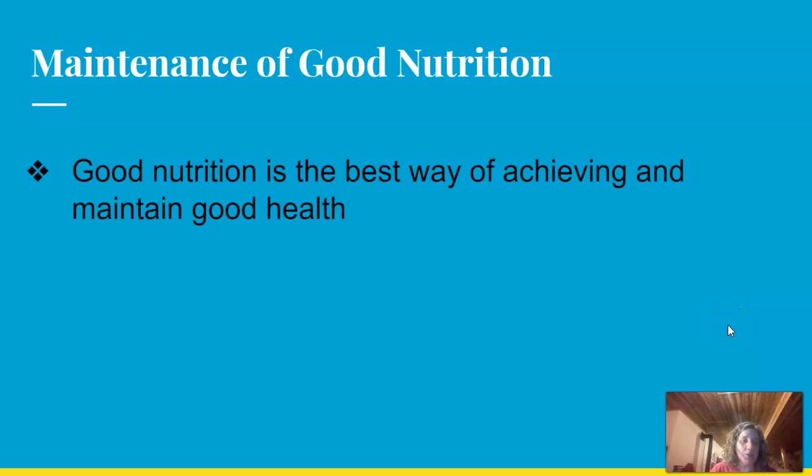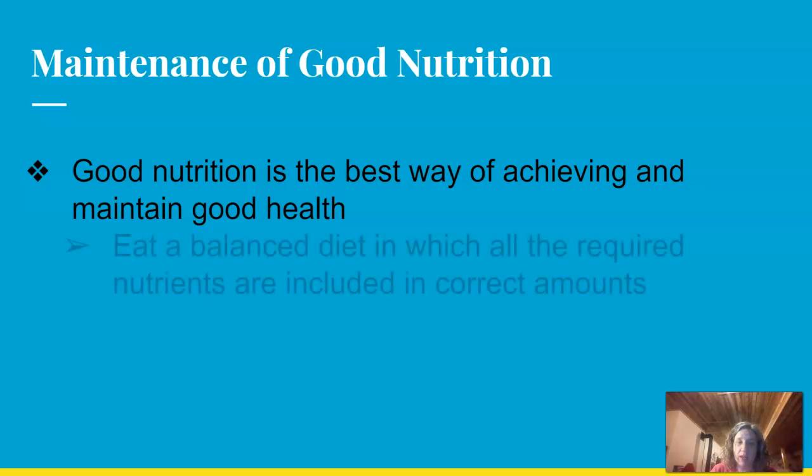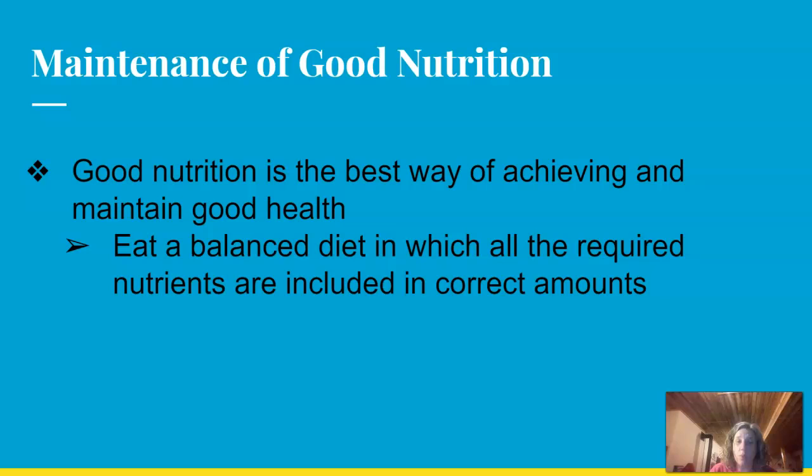So, maintenance of good nutrition. Good nutrition is the best way of achieving and maintaining good health. You should eat a well-balanced diet in which all the required nutrients are included in the correct amounts. So it's important to eat a wide variety of foods and not eat the same thing all the time. What about a wide variety of colors for your fruits and vegetables? Because they all have different benefits.